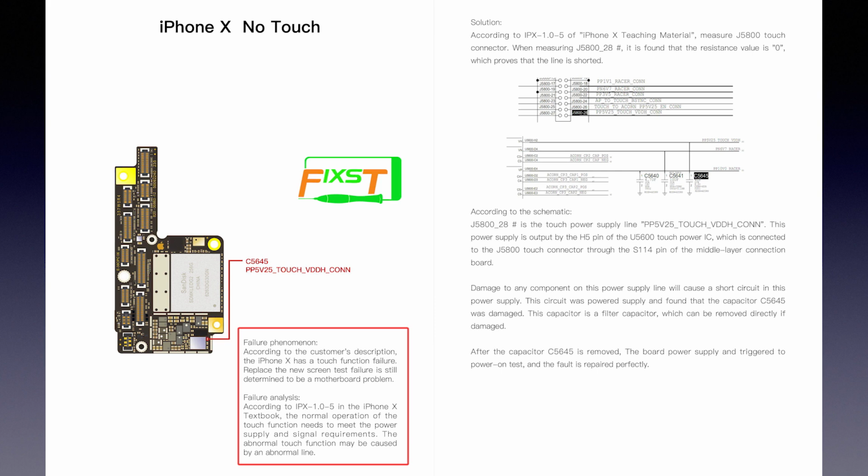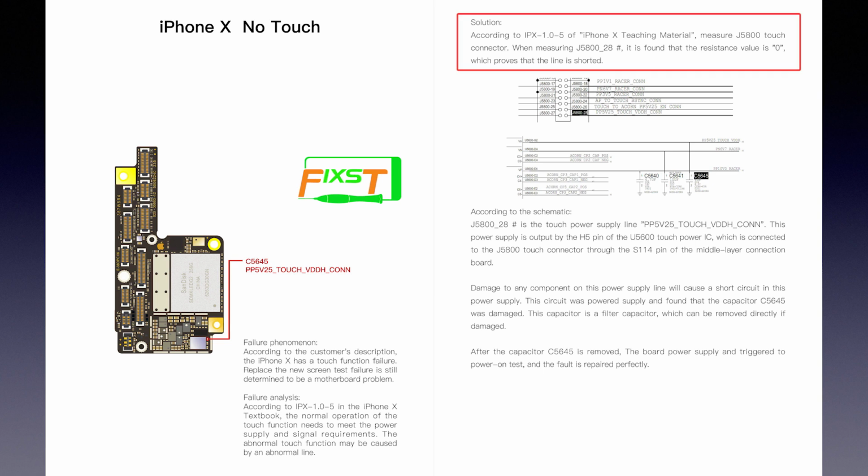Failure analysis. According to iPhone X 1.0 version, page 5 in the iPhone X textbook, the normal operation of the touch function needs to meet the power supply and signal requirements. The abnormal touch function may be caused by an abnormal line. Solution. According to iPhone X 1.0 version, page 5 of iPhone X testing material, measure the J5800 touch connector.